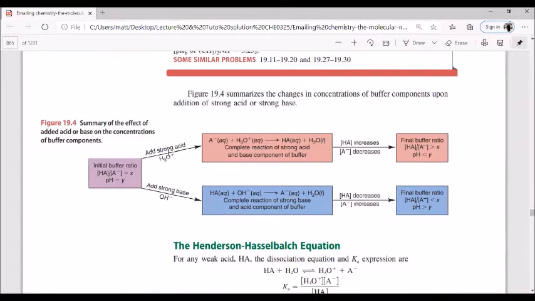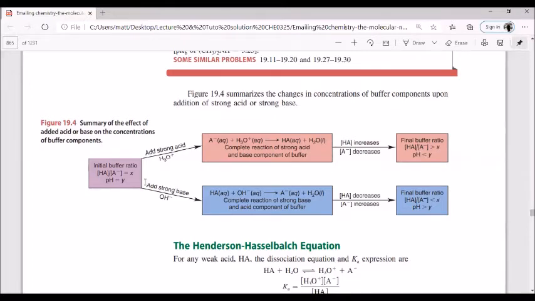When we add strong acid, the conjugate base component of the buffer reacts with the strong acid to produce HA, the weak acid, and water. So the concentration of HA increases and the conjugate base decreases. So the final buffer ratio, HA over A minus, is greater than X, and the pH is lower than Y.